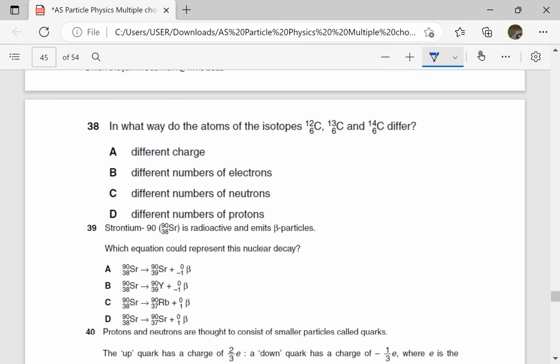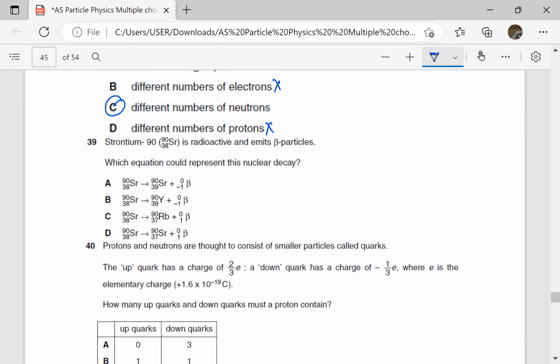In what way do the atoms of the isotopes carbon-12, carbon-13, and carbon-14 differ? They differ in the neutron number. They have the same charge. Different charge, that's not true. They have the same number of electrons, so they don't differ in electrons. They have the same number of protons, so they don't differ in protons. They are only differing in the number of neutrons.